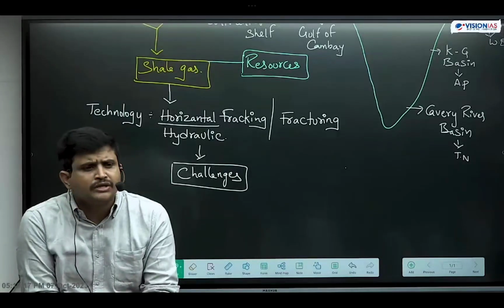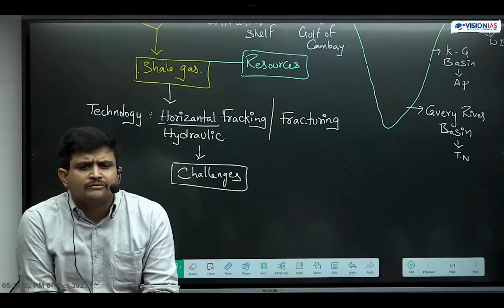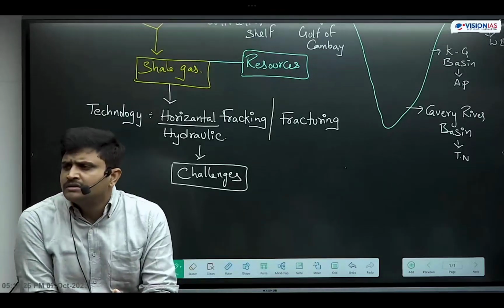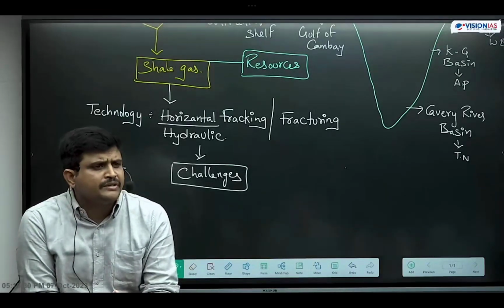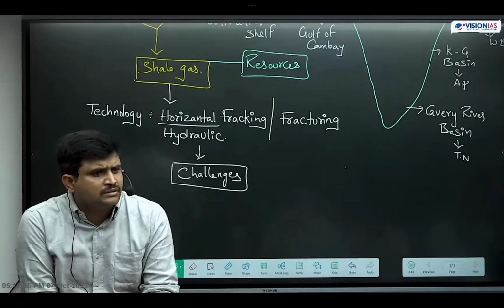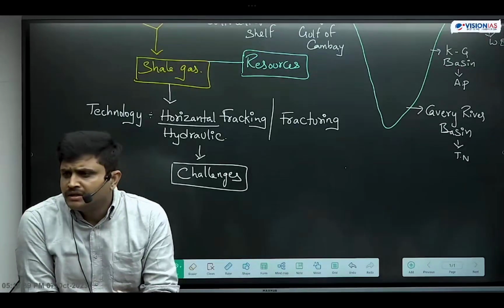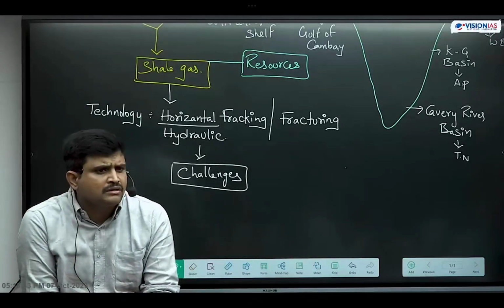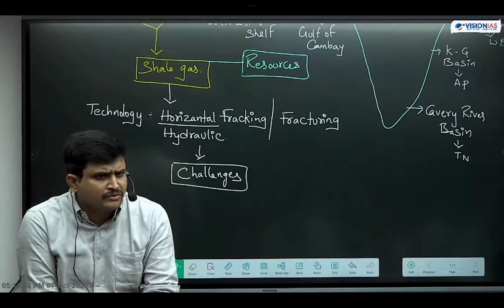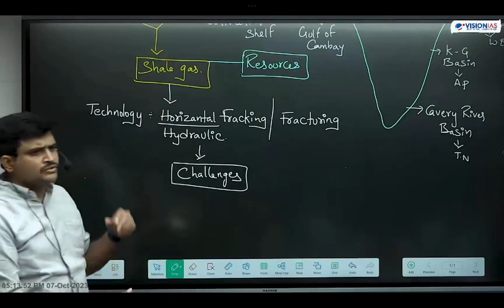So what we are doing is importing technologies from other countries. The US has well-developed technology for extraction of shale gas, and the US is not providing the technology at a cheaper cost. It is claiming 40% of the shale gas resources of India. They are taking away a certain share by providing the technology. That is one of the major problems we are facing in extraction of shale gas.